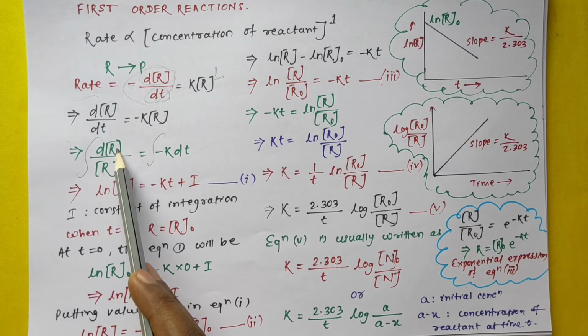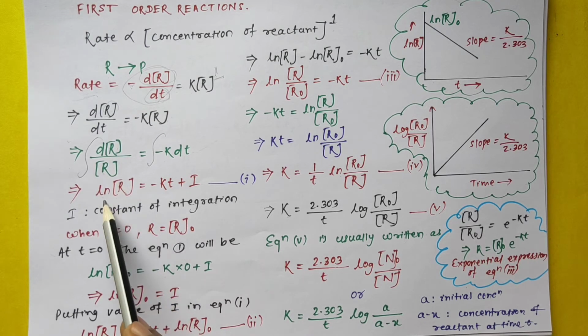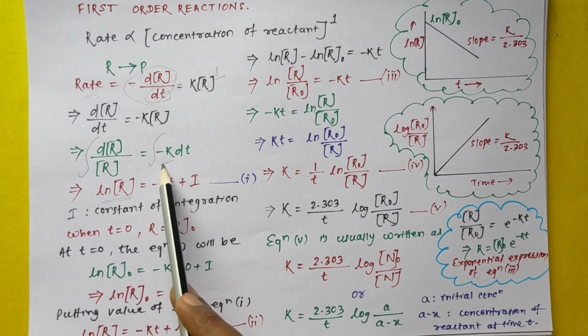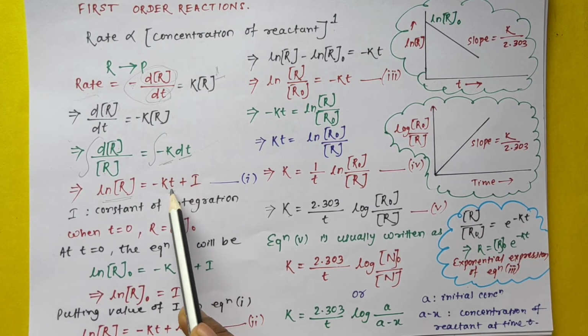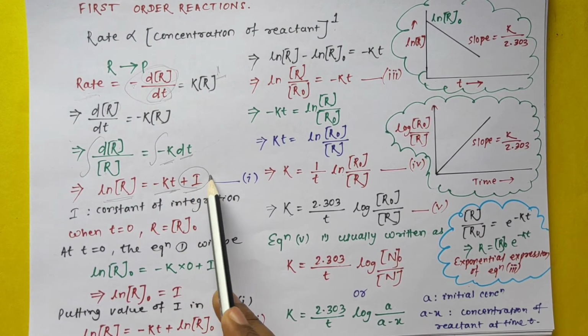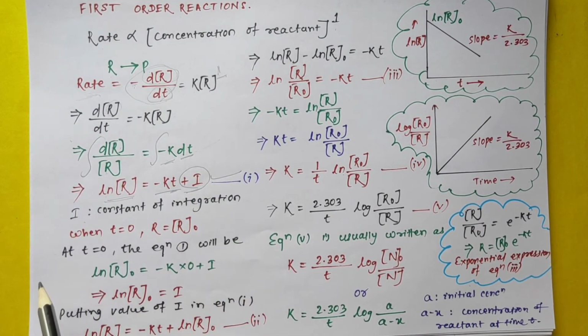Integration of d[R] by [R] gives you ln[R] is equal to minus k integration of dt, which is equal to t. So it becomes minus kt plus integration constant I. I is the constant of integration.